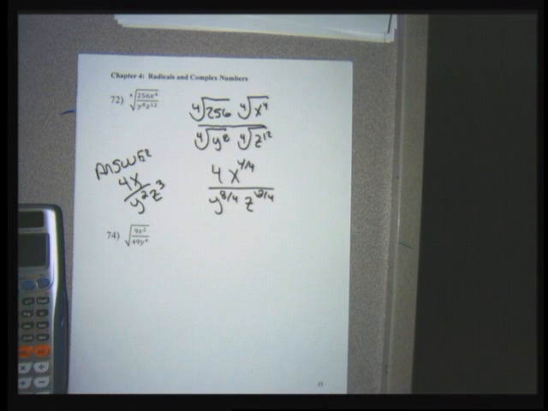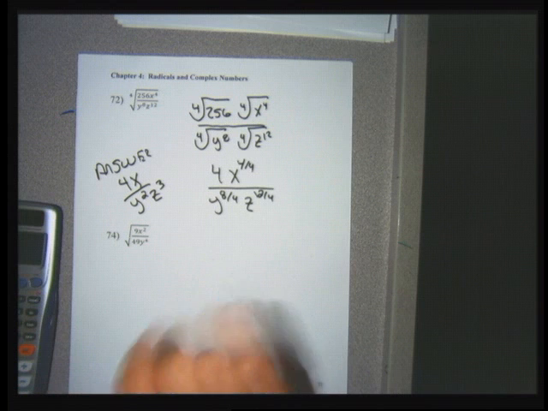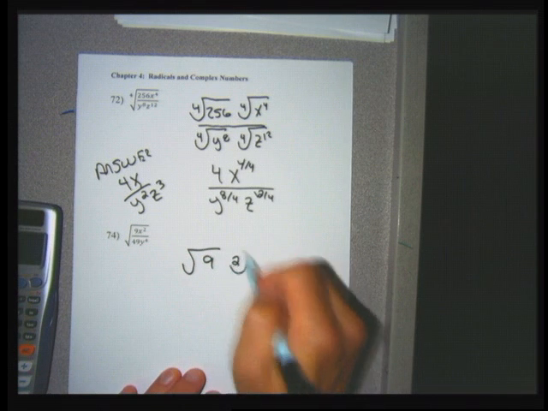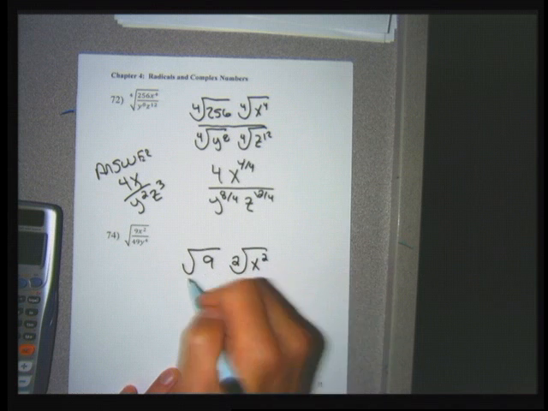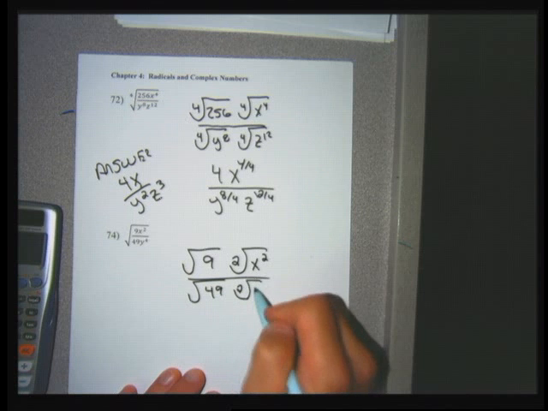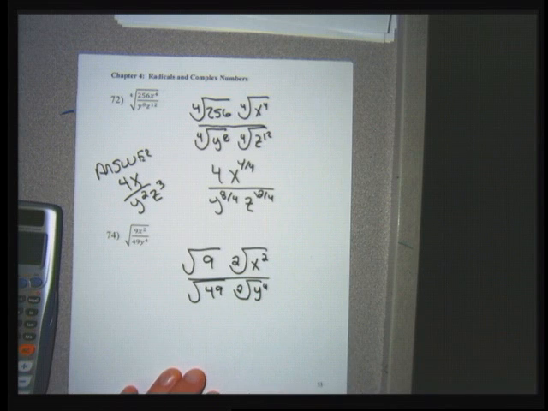Got to be getting close to the last one of these. 74. I need to do the square root of 9, the square root of x squared, the square root of 49, and the square root of y to the 4th. And then for the letters, I put the index in so I know what to divide by.